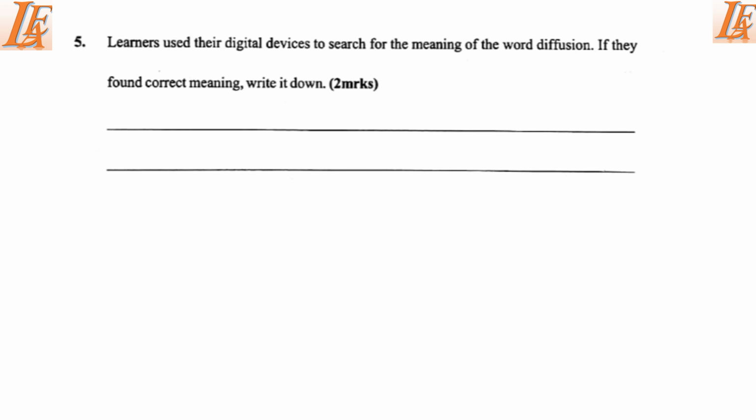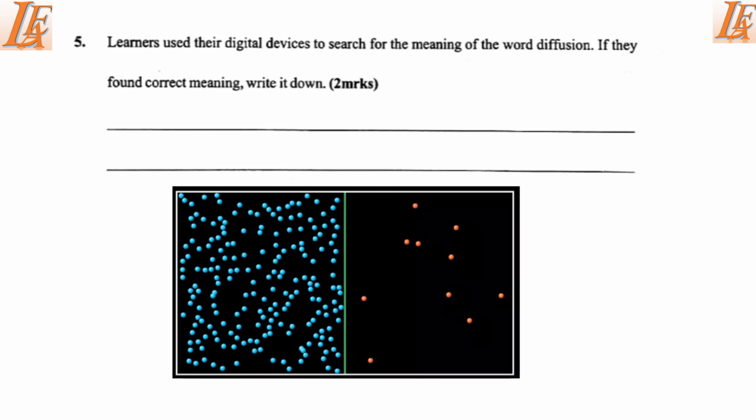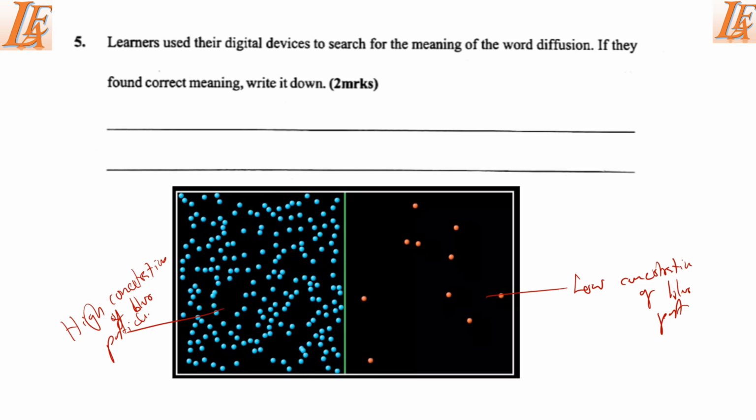So in this case, before we write the meaning of the word diffusion, let's consider this video setup that we have here. On the left side, we have a high concentration of blue particles. You can see there are very many. And then on the right side, we have a low concentration of blue particles, because in fact we don't have any blue particles. So if we don't have any blue particles, we say we have a low concentration.